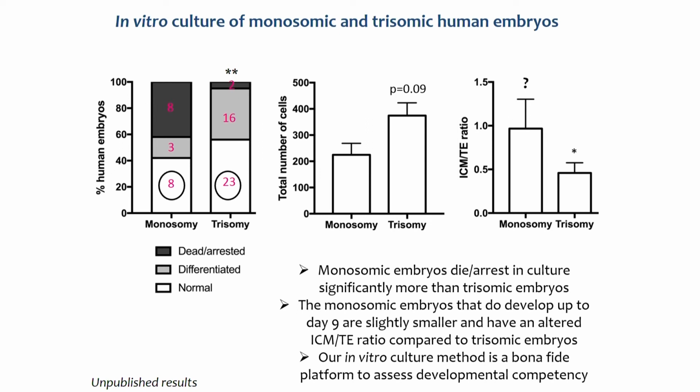So to conclude, we've seen that monosomy embryos die or arrest in culture significantly more than trisomy embryos. And the monosomy embryos that do develop up to day 9 are slightly smaller, and they have an altered ICM-TE ratio compared to trisomy embryos. And this also shows that our in vitro culture method is a bona fide platform to assess developmental competency and to assess how specific genetic alterations can affect post-implantation development.